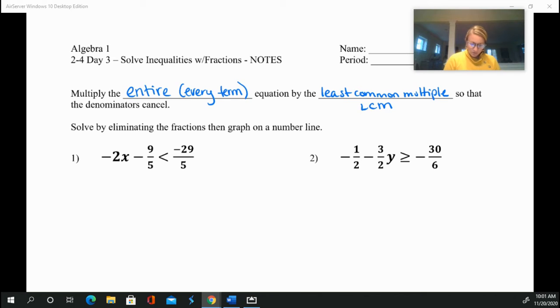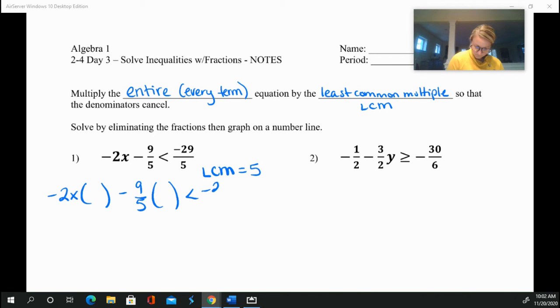Okay, so number 1, we want to solve by eliminating fractions, and then we'll graph the solution on a number line. So the first thing we want to determine is what is the least common multiple of the denominators. So the only denominator is 5, making that the least common multiple. So now we multiply every term by 5.